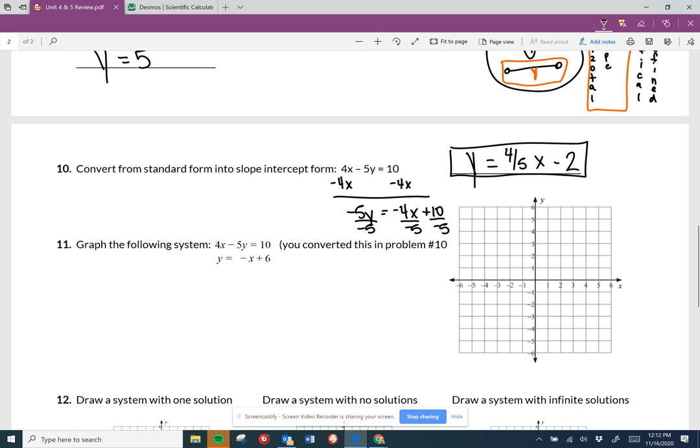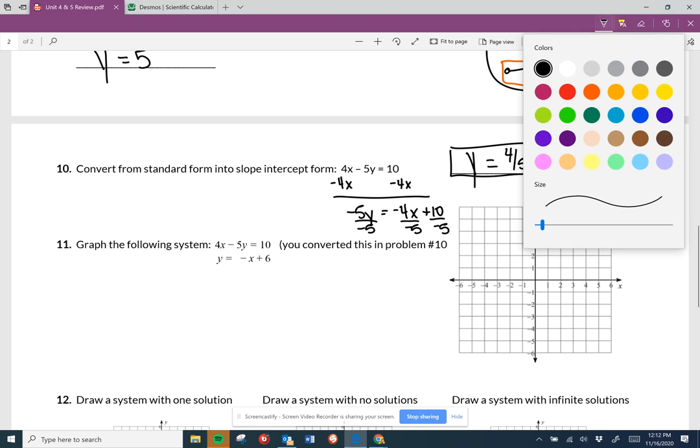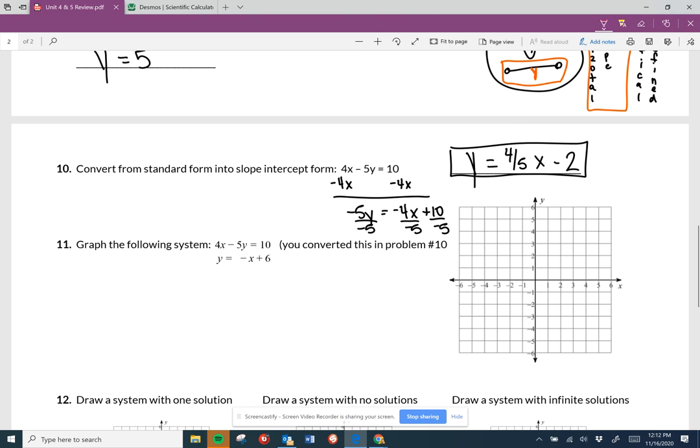If we look over here, it asks us to graph the following system. We can see, okay, y is not by itself, but it gives us a little hint. Oh, that's the one that we already converted. Okay? So let's go ahead. I'm going to graph this one in, let's say, pink. That way you know the difference between the two lines. So my m is 4 over 5. My b is negative 2. I'm going to put that negative 2 on the graph first.